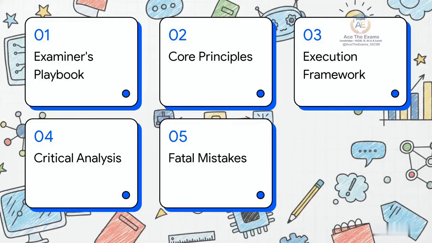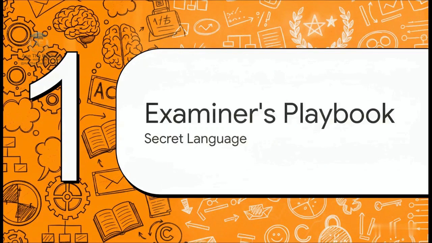1. The examiner's playbook. 2. Core security principles. 3. The execution framework. 4. Critical analysis strategies. And finally, number 5, the top 3 fatal mistakes. All right, Section 1, the examiner's playbook. It's time to pull back the curtain and look at the secret language examiners use to actually assess your understanding.